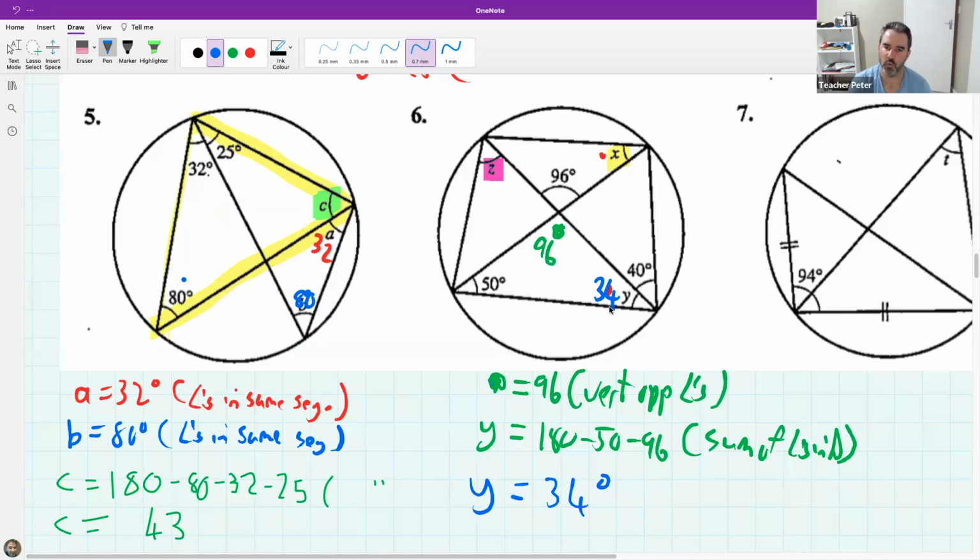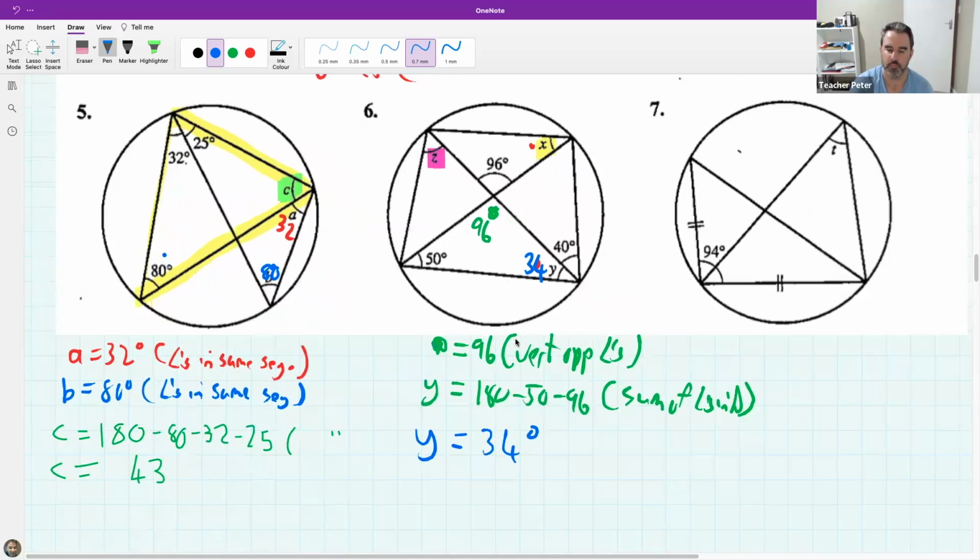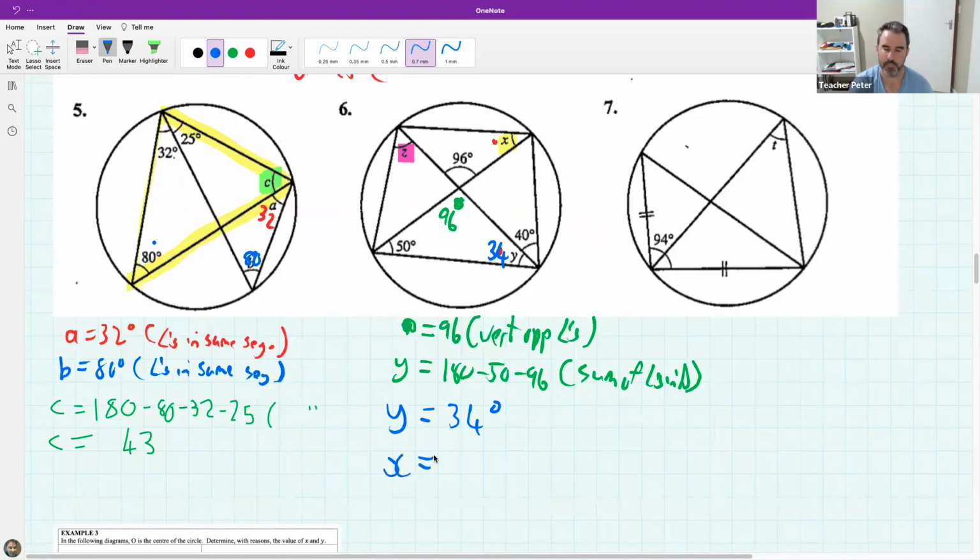Now, if I know what y is, what is x going to be? Yep, you guessed it. It's 34 degrees, and that is angles in the same segment. Okay, now the only one we haven't got yet is Z. Can someone help me find Z?